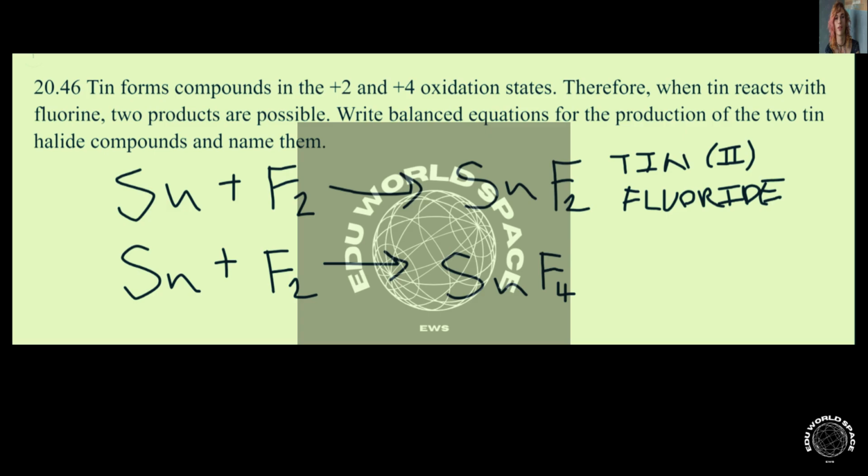But now we have 4 fluorine atoms on the right-hand side of our equation and only 2 on the left-hand side of our equation. So we need to go ahead and put a coefficient of 2 in front of our F2, our fluorine, and then we need to name our product. So this is also tin fluoride, but the only difference between this and the tin(II) fluoride is that tin has an oxidation state of 4 rather than 2. So we put a Roman numeral 4 in parentheses after tin, and we have tin(IV) fluoride.